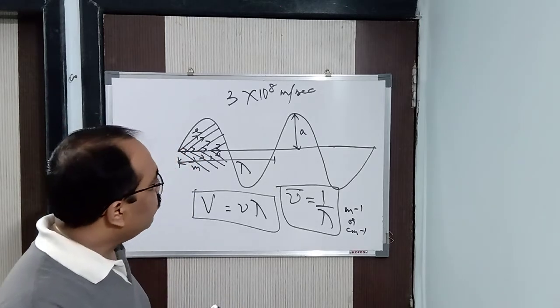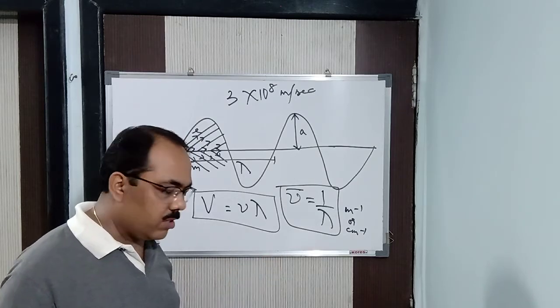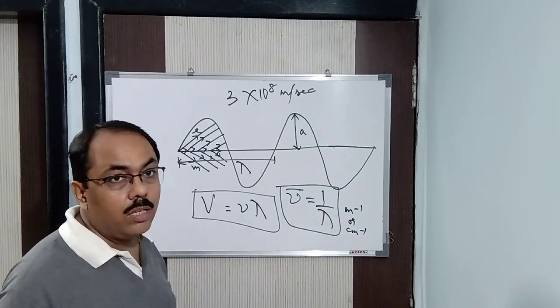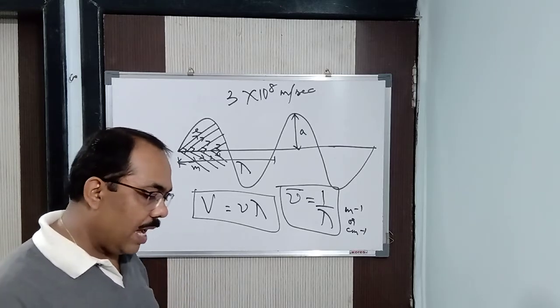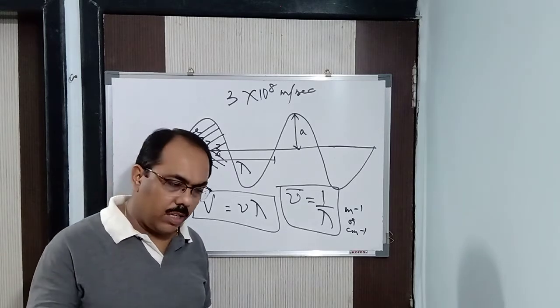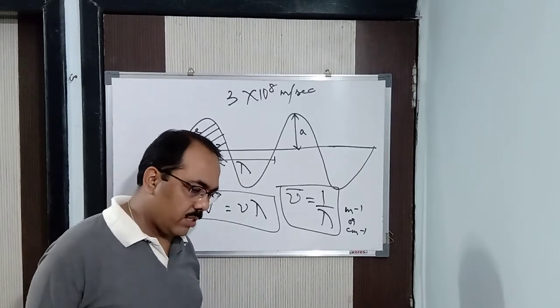So we understood everything. We understood wavelength, wave number, wave velocity, frequency, and amplitude. We understood everything regarding the wave nature of electromagnetic rays.